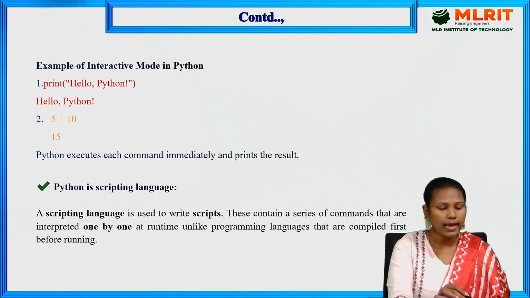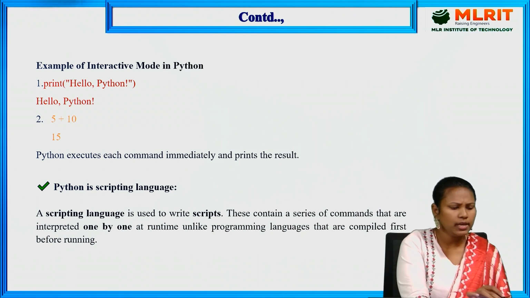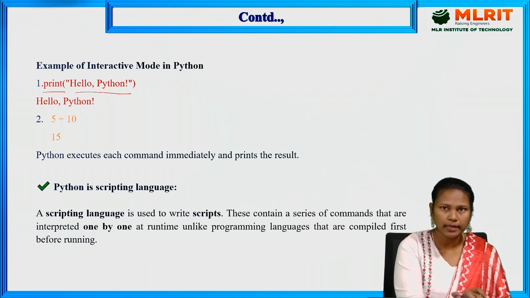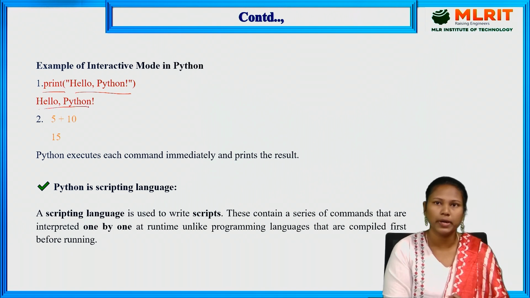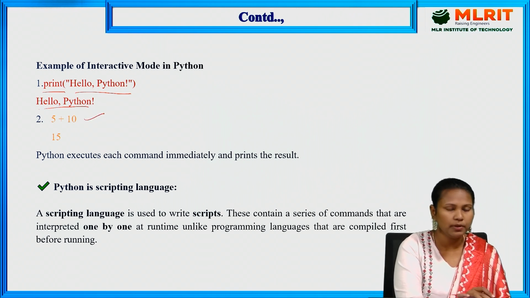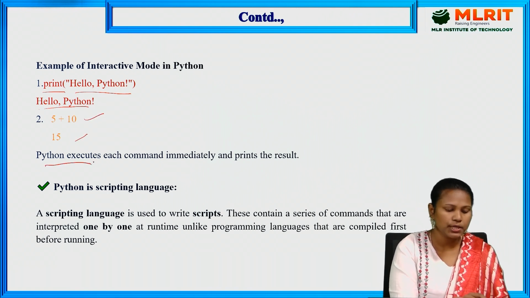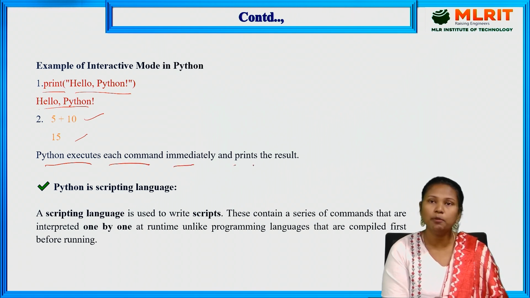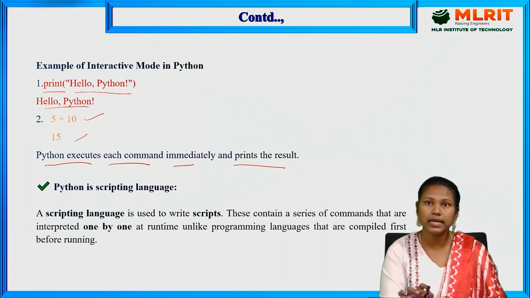Now these are the examples of interactive mode. Here we wrote one single line, print hello Python. After writing this line, without pressing any key, it displays the output hello Python. The next input is 5 plus 10, and it generates the output 15. So Python executes each command immediately and prints the result. So this is the interactive mode.